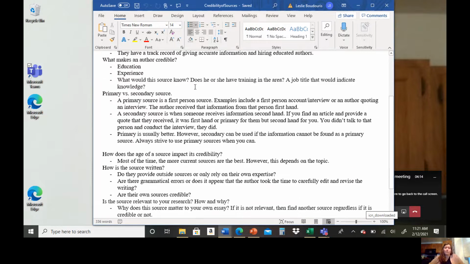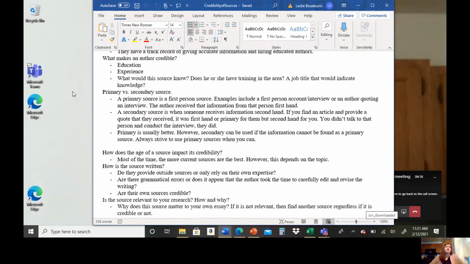The author is really important to look up. Whenever you have an article, you want to literally just search them. Do a quick Google search. That's all you need to do. You can usually find just a small paragraph of their information, or maybe they have their own website if you're lucky. Look up their education, their experience. What would this source know? Do they have training in that area? Do they have a job title that would indicate that knowledge? I would prefer having education or experience, because credibility can come from both.